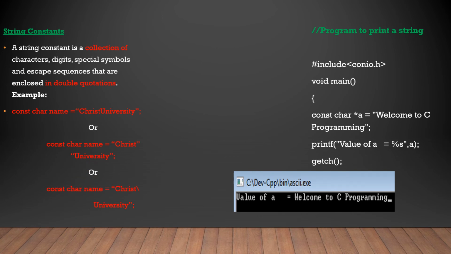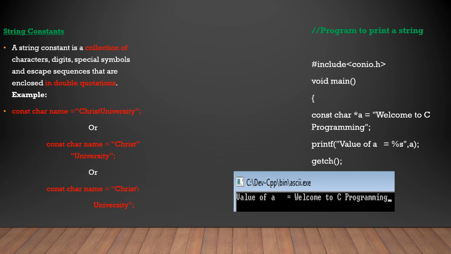Next, we'll see the example for string constant. A string constant is a collection of characters, digits, and special symbols or escape sequences that are enclosed in double quotations. That is, you see double quotes. These symbols represent double quotes. A group of characters, a sequence of characters, is called a string constant, which should be enclosed within the double quotations.